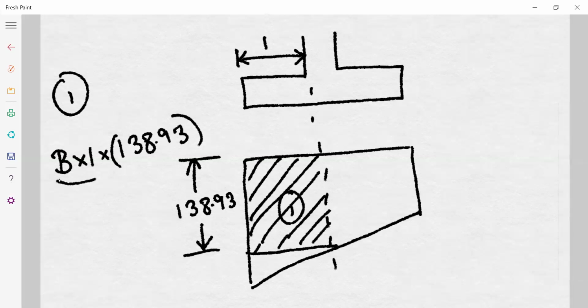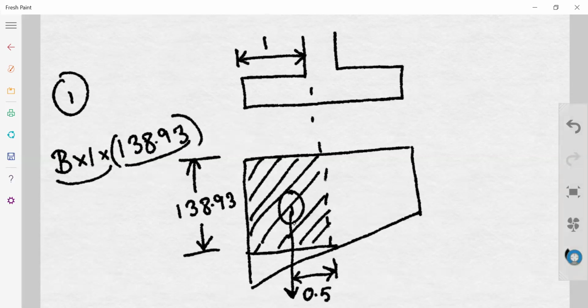So width into this one is the area, this one is the pressure. So it gives us the load, and the load is falling through the center. That means it is falling like this through the center because it is a constant. So the distance of the point of action of the load from this section is 0.5. So this is how we get the moment due to this area 1.